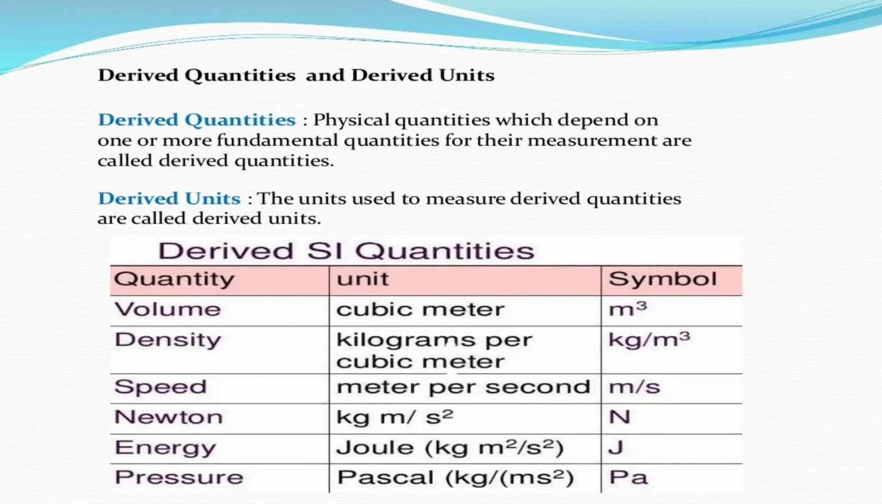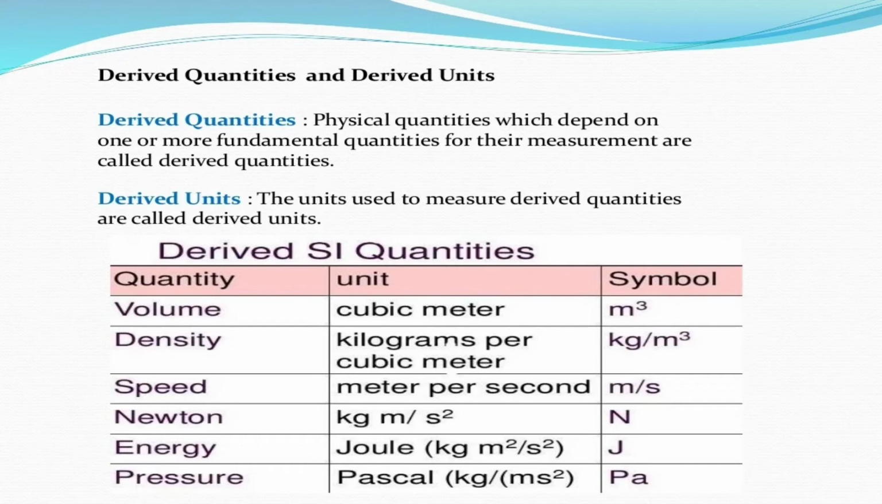Derived quantities and derived units. Derived quantities are the physical quantities which depend on one or more fundamental quantities for their measurements. Derived units are the units used to measure derived quantities. Here in the table we can see different kinds of derived quantities and their units and their symbols.